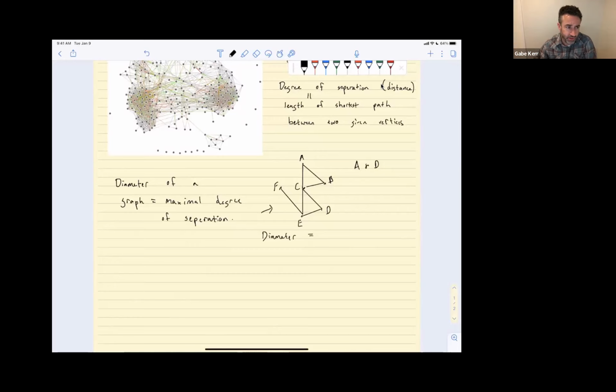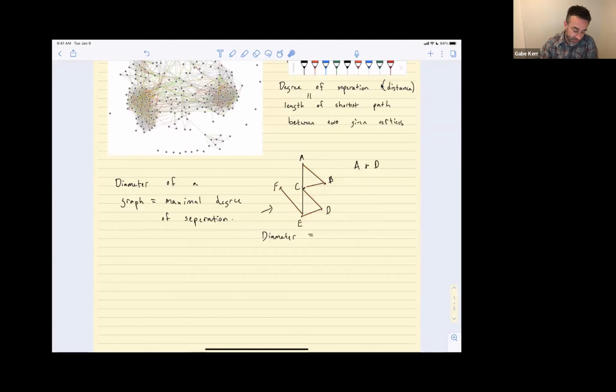Five. Joseph says 5. I think I understand what you're saying, Joseph. I want to clear it up a little bit. There is a path that's of length 5, and that's probably the longest path you can find in this graph. So I think that's where you're coming from, which is a thing to know about this path.